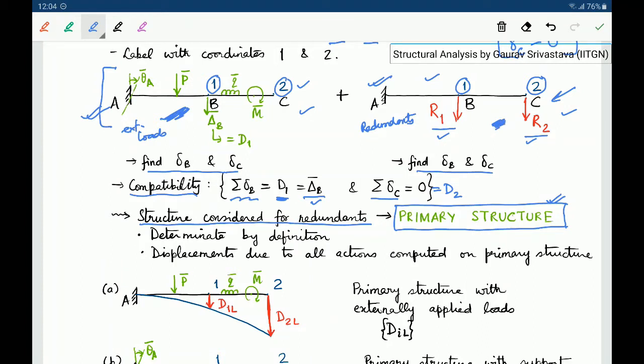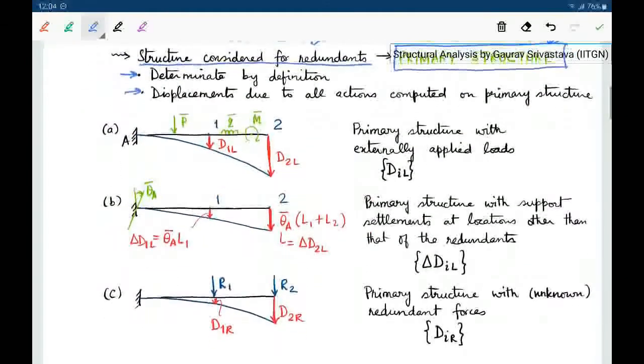Eventually we apply the compatibility conditions, and that gives us the magnitude and directions of the redundant forces. A primary structure will be determinate by definition, and displacements due to all the actions are computed on the primary structure, and then the compatibility is enforced.